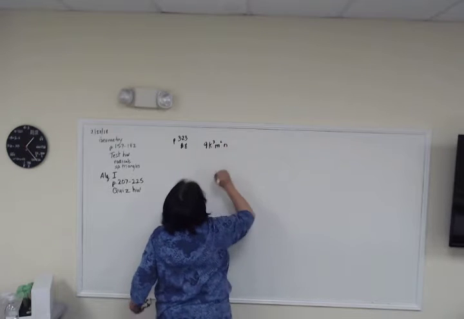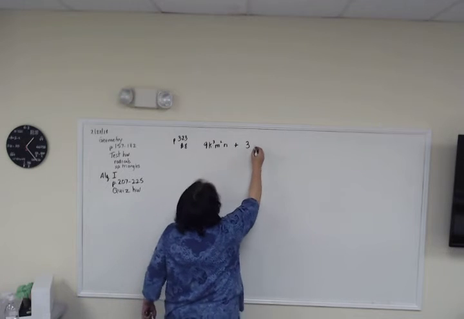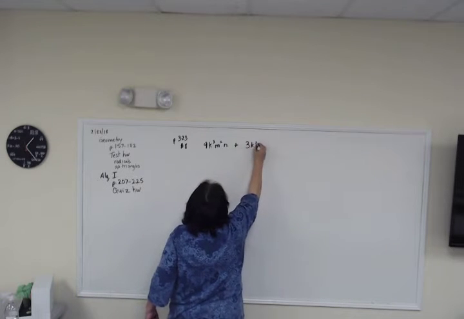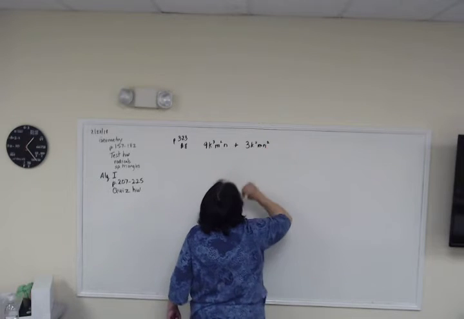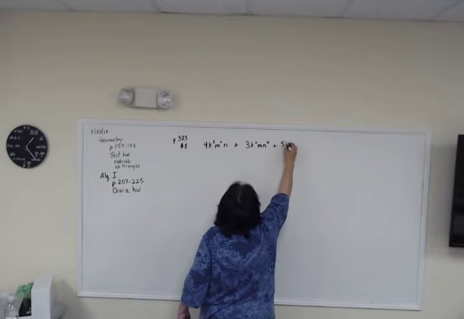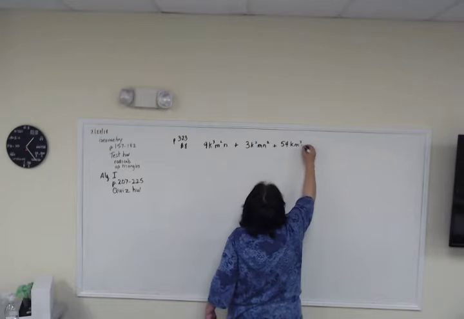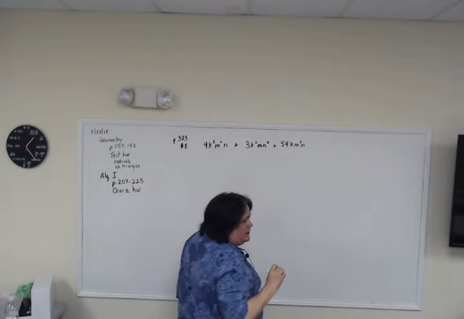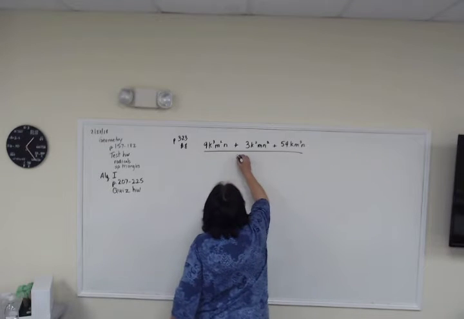M squared n, plus 3k squared m n squared, plus 54 k m cubed n, over 6k m n.